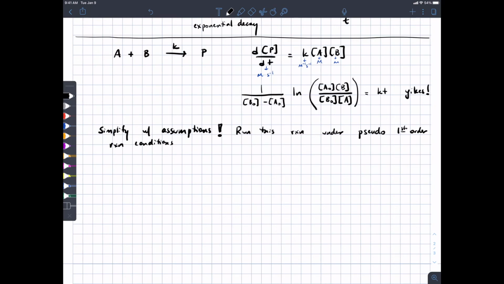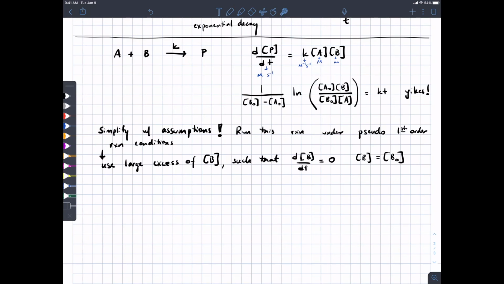How do we do this? Well, one way that we can run the reaction under pseudo first order conditions is we can use a large excess of B such that the concentration of B doesn't change during the reaction. In other words, at any time t, the concentration of B is still the concentration of B where we started.